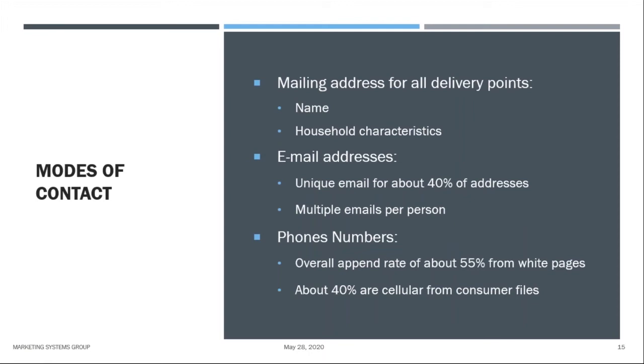And then on top of that, there is availability of phone. About 55% of addresses can be matched to a listed telephone number, and a good chunk of these numbers are cellular numbers that can be attached to an address. A few years ago, it was nearly impossible to obtain any cellular number for addresses, but by working with various databases, we are now able to retrieve a sizable number of cell phones and attach them to addresses.